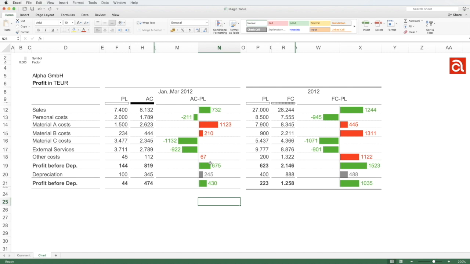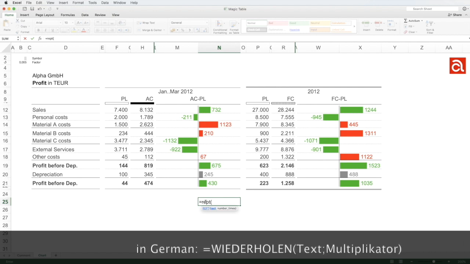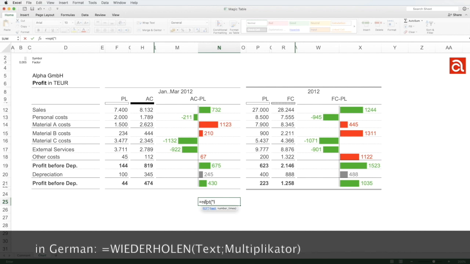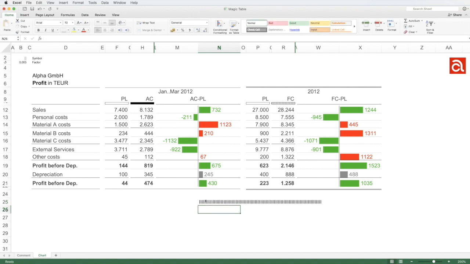The trick we use here is a simple but very efficient formula, which is the formula of repeating a text a certain number of times. So I can key in a text here, like a big I, and decide to repeat this I 90 times, and the result is a bar chart finally. Well, there is some detail here.